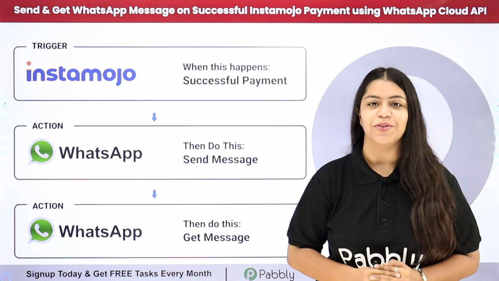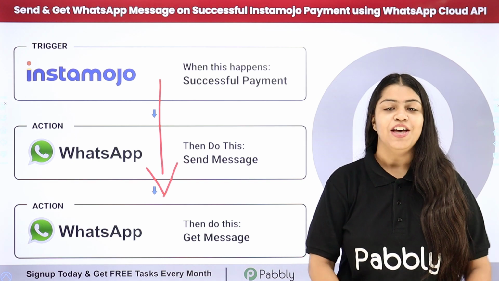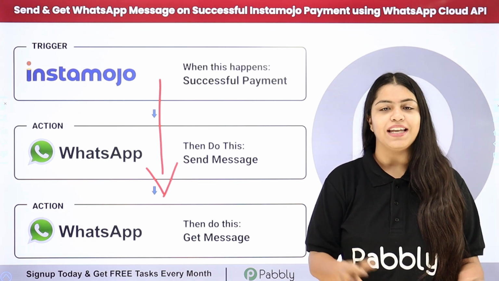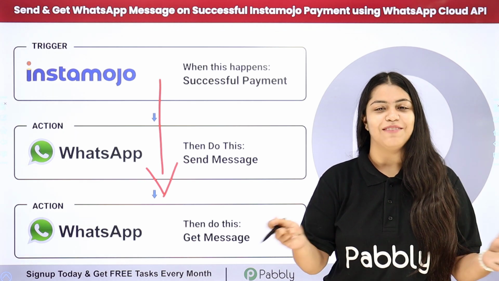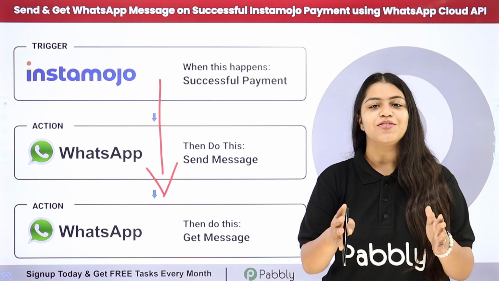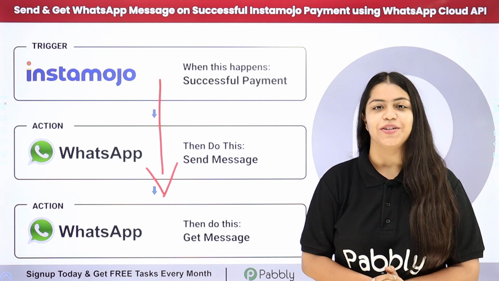So to do this, we are going to create a connection between Instamojo and WhatsApp Cloud API. To create this connection without knowing any programming or coding language, we are going to use Pabbly Connect. It is an amazing automation software. So do you also wish to learn this process step by step? Then let me take you to my computer screen.